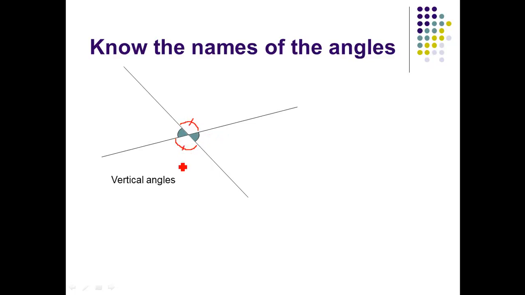Now, one of the important facts is that vertical angles are congruent, which we're going to frequently use. It's probably the easiest one for us to recognize.